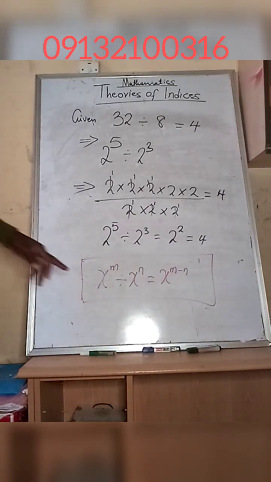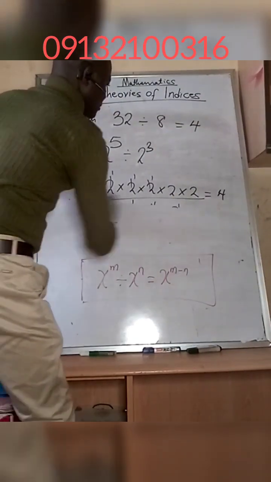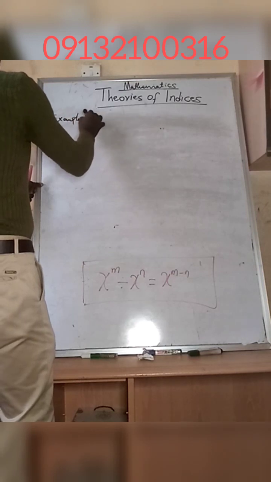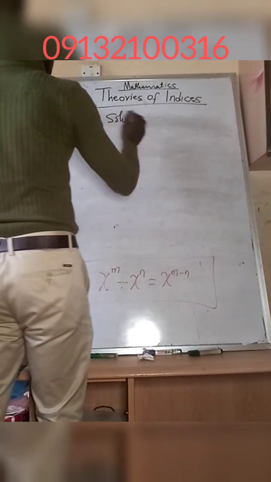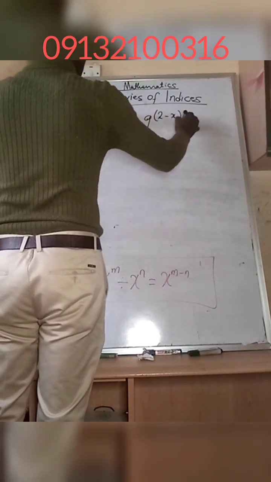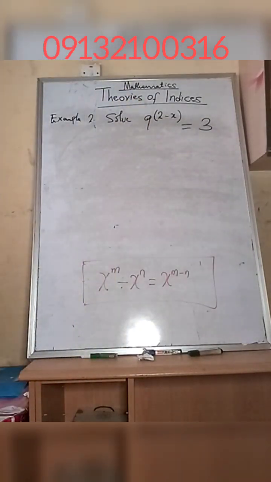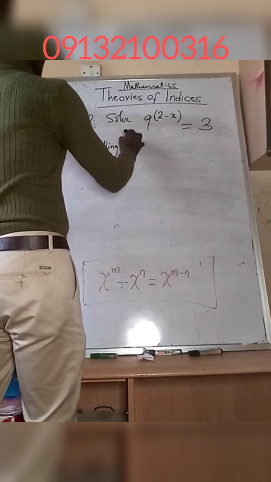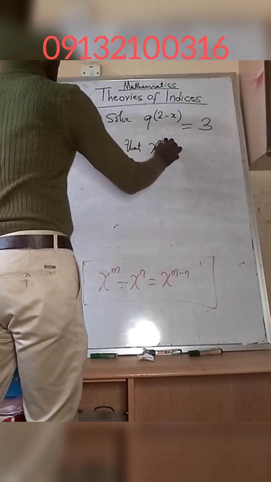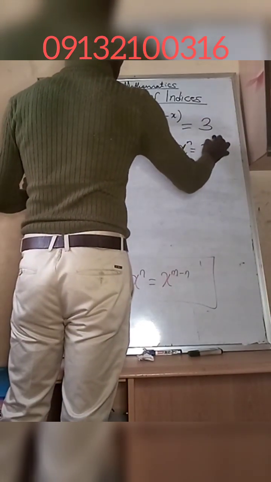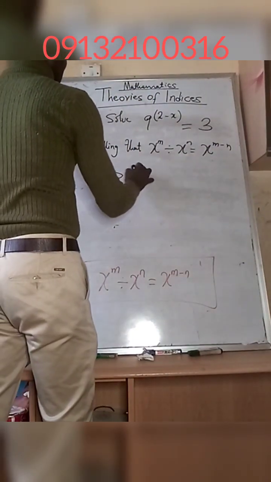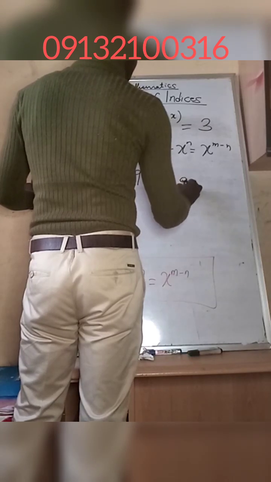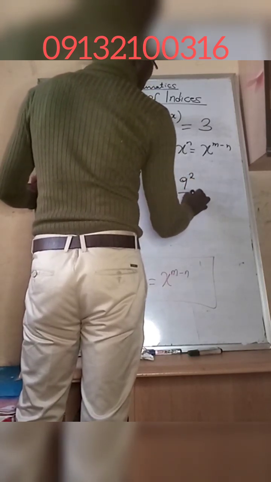So let's have an example with the application of this law. Example 2. Solve 9 raised to the power 2 minus x being equal to 3. From what we have here, we will just recall that x raised to the power m divided by x raised to the power n is equal to x raised to the power m minus n. It implies that 9 raised to the power 2 minus x is equal to 9 raised to the power 2 divided by 9 raised to the power x.